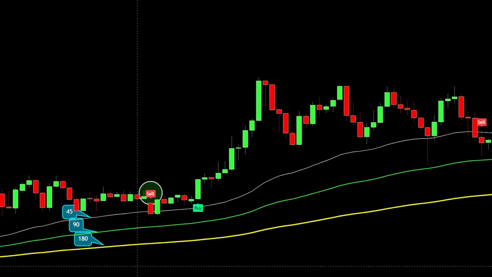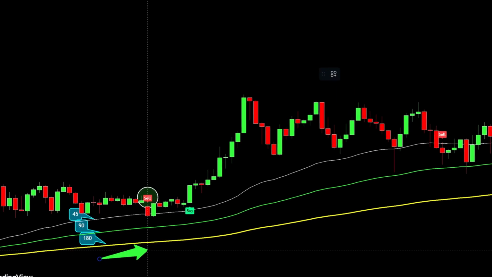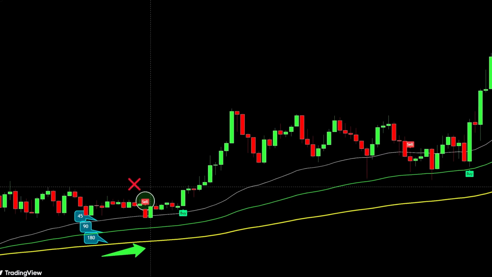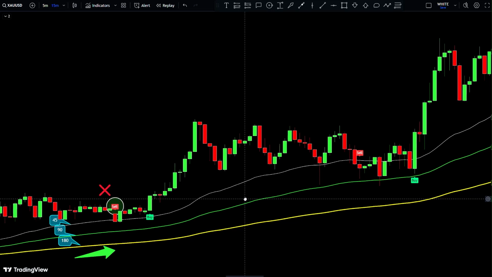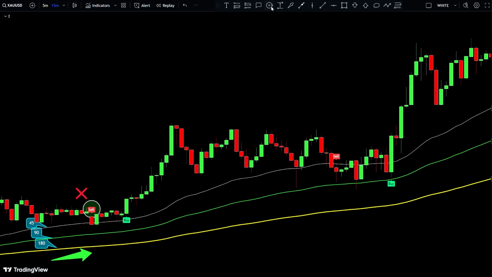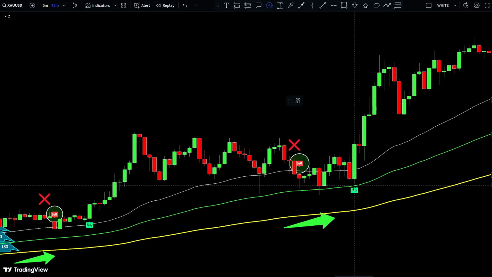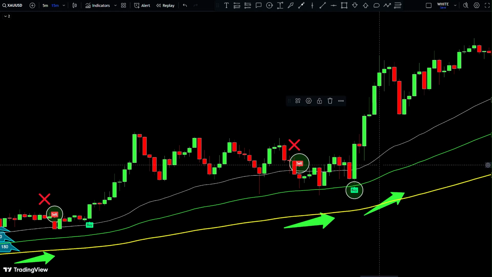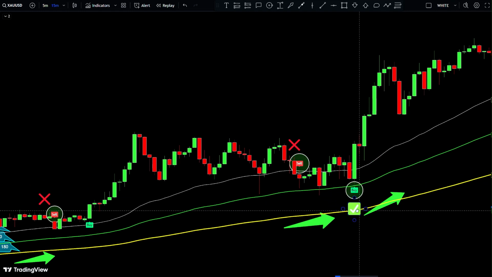Here, the 45 EMA is above the 90 and the 90 is above the 180 with the price candle sitting above all of them. This tells us we're in an uptrend. So we should avoid taking any sell trades because that would go against the prevailing market trend. Now let's move on to the next signal, which is a buy signal. In this case, our strategy confirmed the signal since it aligns with the uptrend.